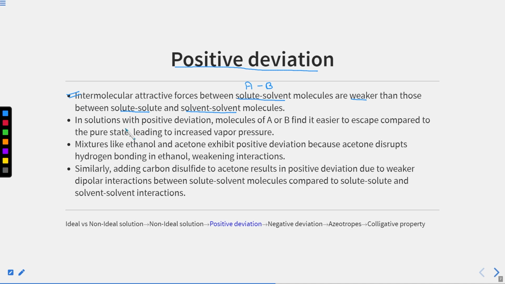So this is the reason for the positive deviation. In a solution with positive deviation, the molecules of A and B find it easier to escape compared to the pure state. Pure state means AA, that is one pure state, and BB, that is the other pure state of solute and solvent individually, leading to increased vapor pressure. If we take an example, methanol and acetone exhibit positive deviation. Why? Because acetone disrupts the hydrogen bonding in ethanol, weakening the interaction.